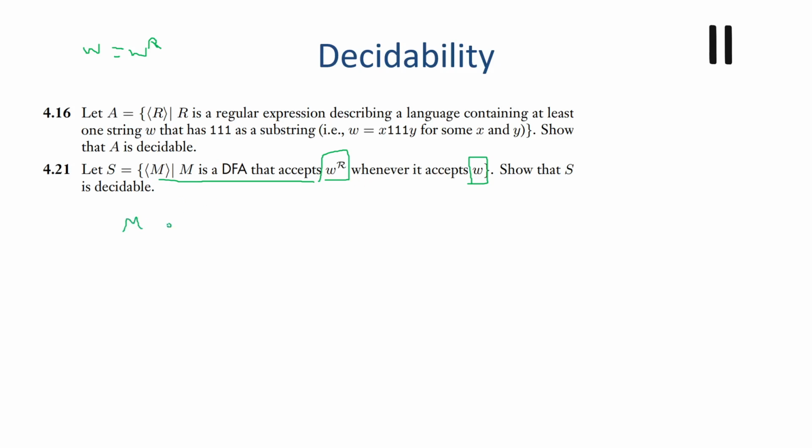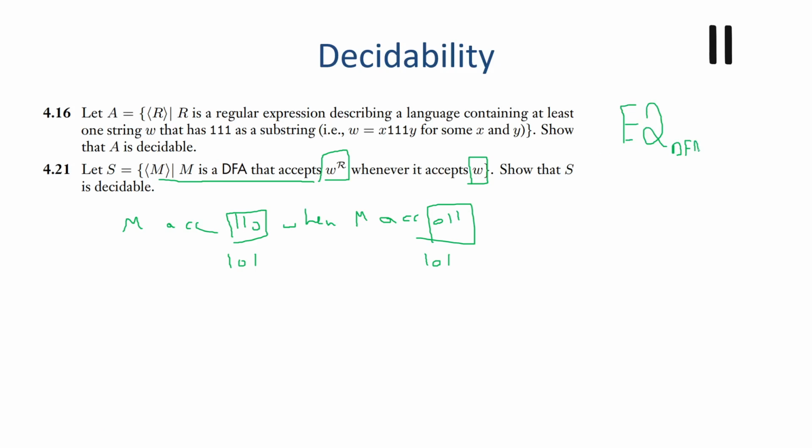So if M accepts, for example, 110 when M accepts 011, that's all they're saying. It'll accept 110 when it accepts 011. Now, obviously, because of this, it probably means it will also accept the language of palindromes, but not necessarily only that. It could be more than that. So how could we do this? Well, a hint, if you want to think about this: we want to use EQDFA this time. So think how we could use that one.